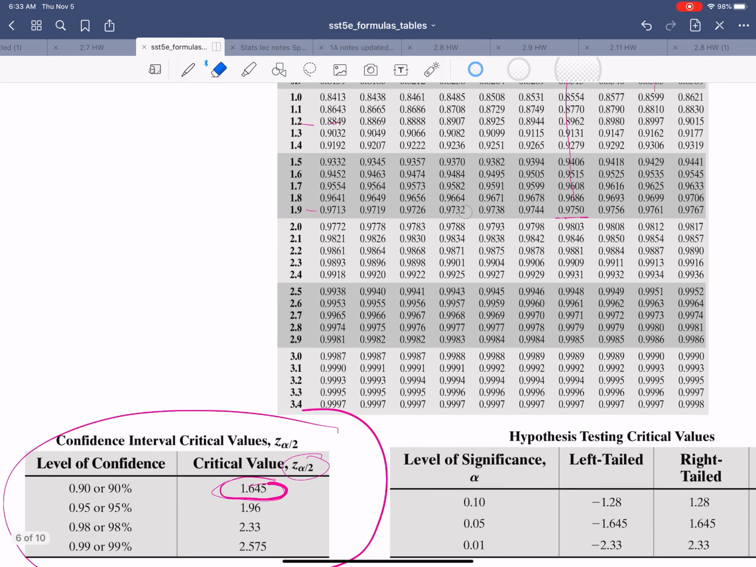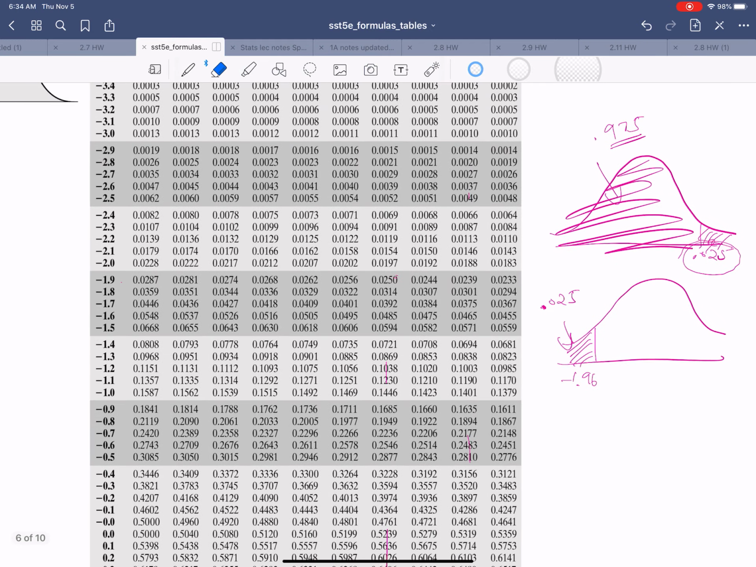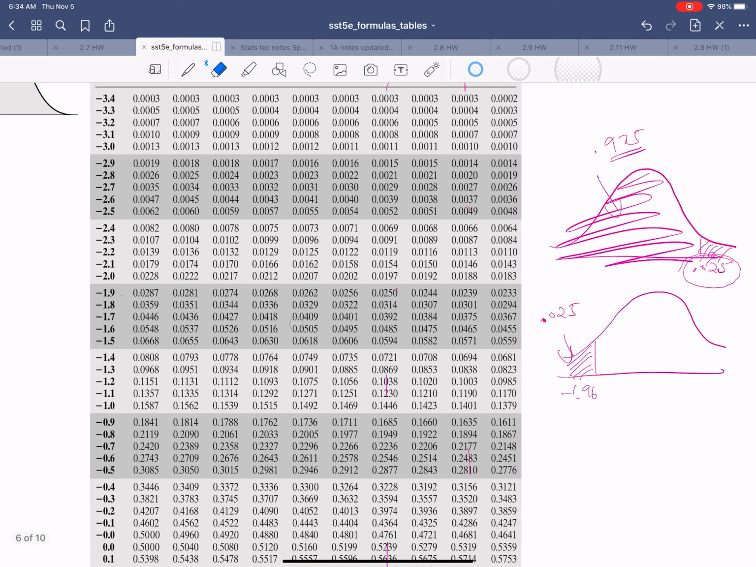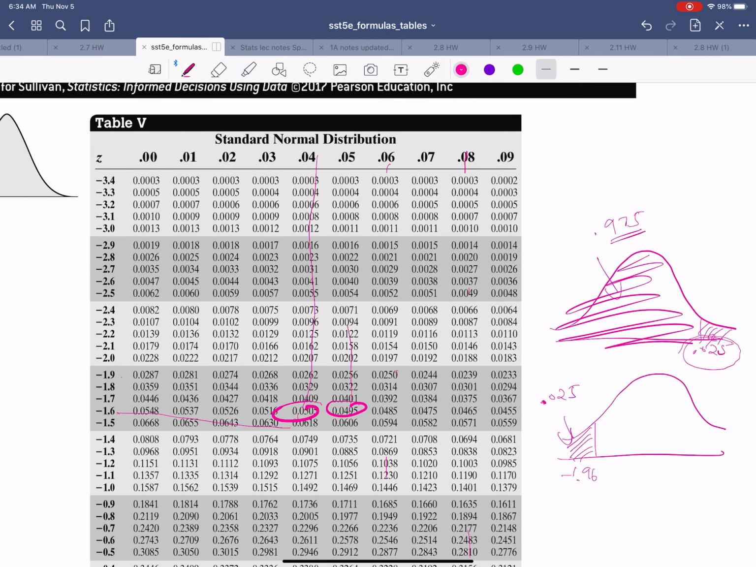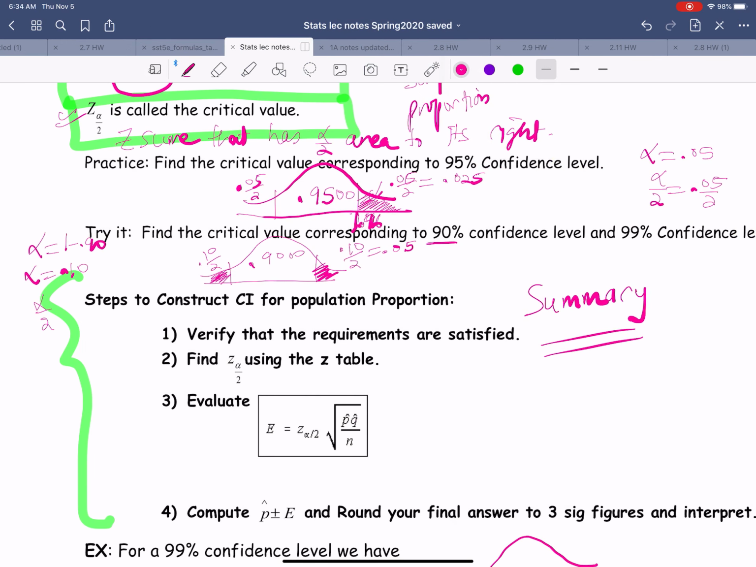Or let's read the table. How do we read the table? I'm going to look up 0.05 area to the right. It looks like here. These are the two values that have 0.05 exactly in the middle, between 1.64 and 1.65, and it turns out to be 1.645. So 1.645 is the critical value for 90% confidence level.